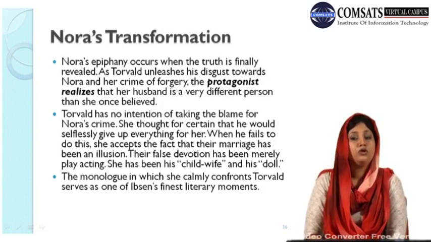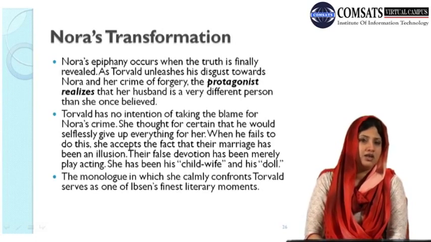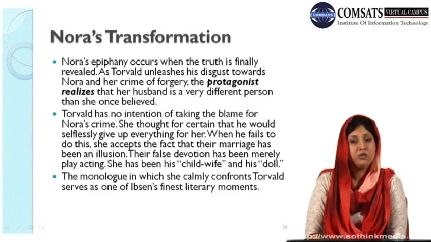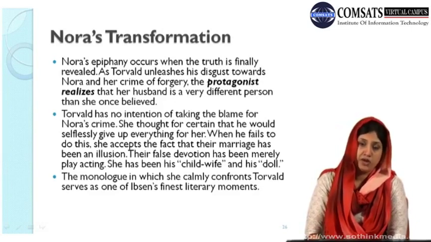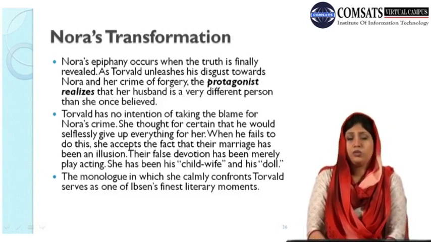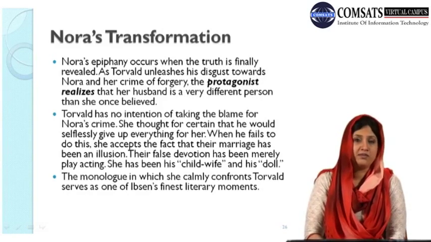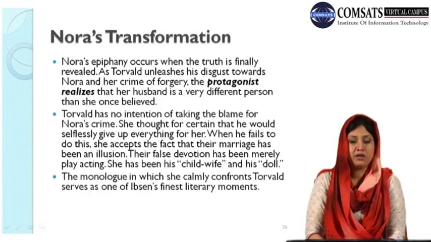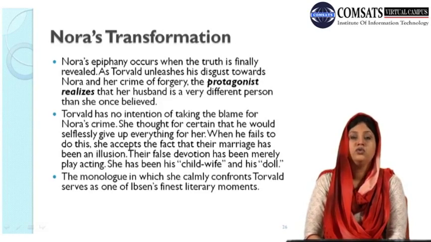And all her thoughts are getting some kind of resolution now, where she was thinking that she would want to prevent him from any kind of bad consequences which he would face as a consequence of Nora's deed. Torvald has no intention of taking the blame for Nora's crime. That is very true and clear now, and Nora gets to know it very well. She thought for certain that he would selflessly give up everything for her. However, this is not true. When he fails to do this, she accepts the fact that their marriage has been an illusion.